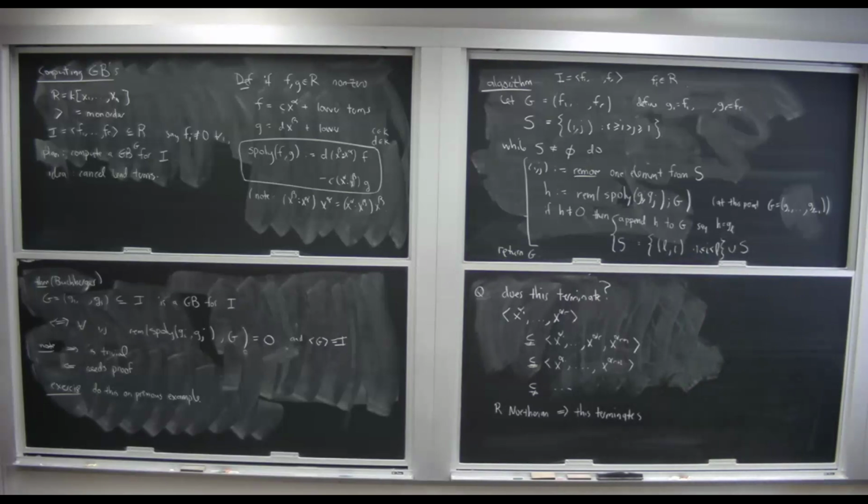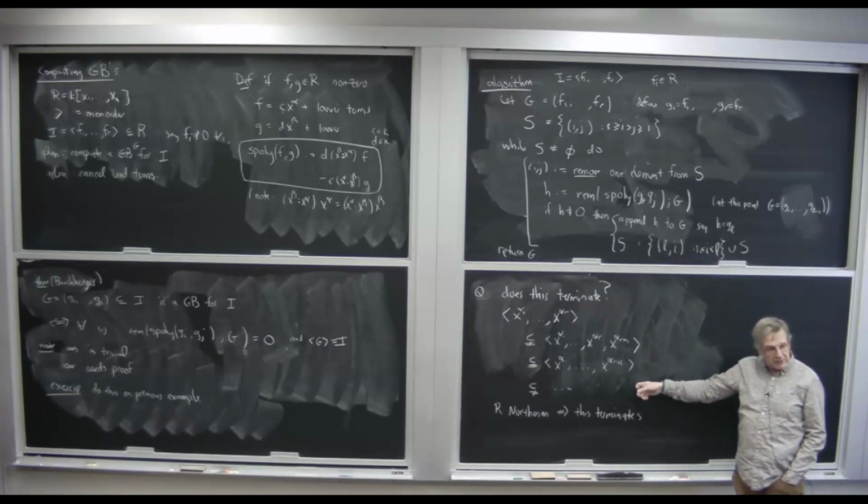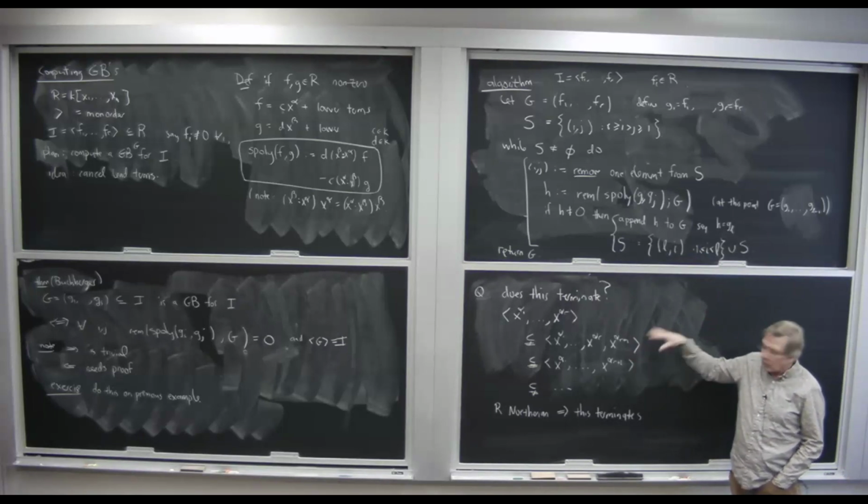So that's right, so you can remove that. If you think about it, it terminates because the actual number of generators of the lead monomial ideal has to be finite. I mean, it can't go on forever.